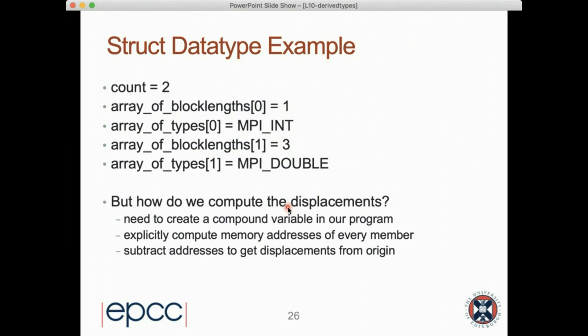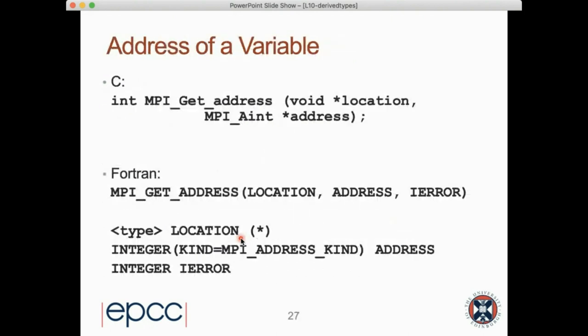Okay. So how do we compute the displacements? This is the really ugly bit. What we have to do is actually create one of these things in our program. We have to declare one, so that there's a real instance that we can inquire about, and then explicitly compute the memory addresses of each member of the struct, and then subtract those to get displacements from the origin. So this is really grungy and horrible.